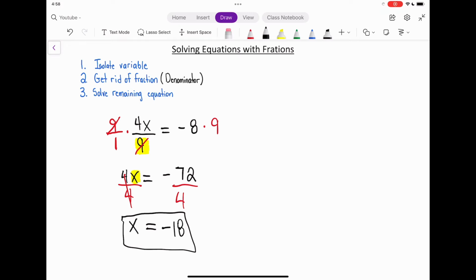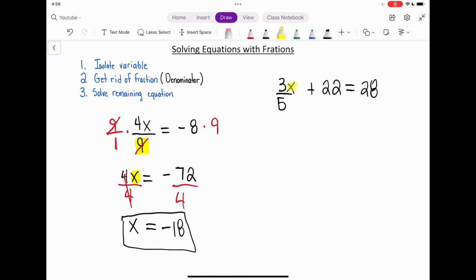But let's say we have a different problem and there's an additional step. So we have a problem like 3 over 5x plus 22 is equal to 28. So how would we solve this here? Glad you guys asked. So we're going to follow these very simple 3 steps that I have for you all, right?